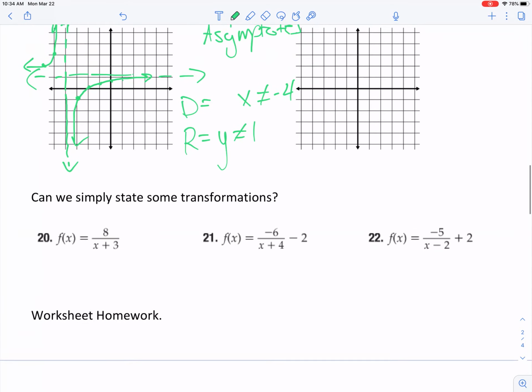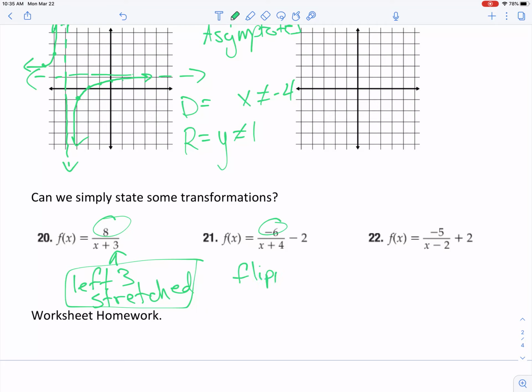We can even just do some transformations. I can check these out. Looks like it is moved left 3. With that 8, that means it's stretched. And because there's no k value, it did not move up or down. This one is flipped because of the negative sign. And again, these are just the a, h, and k values that we've been studying literally all year.